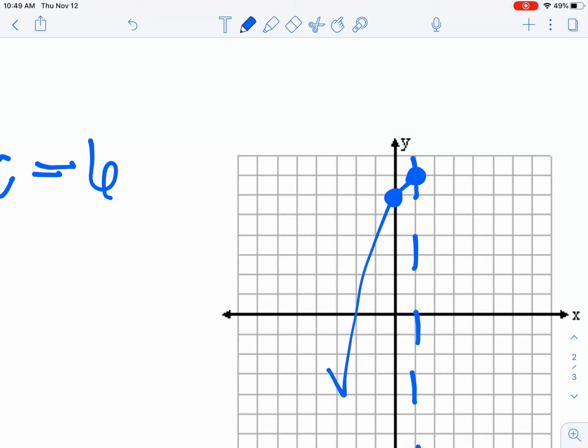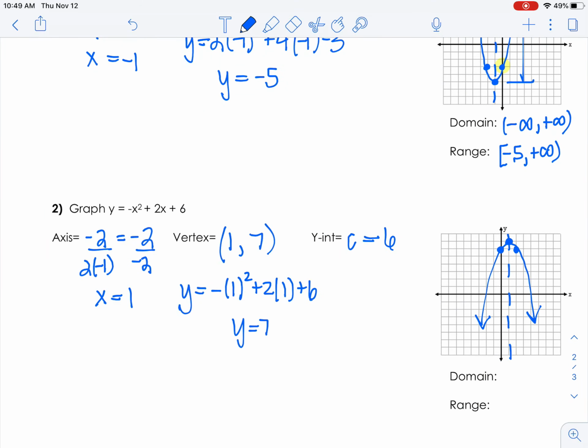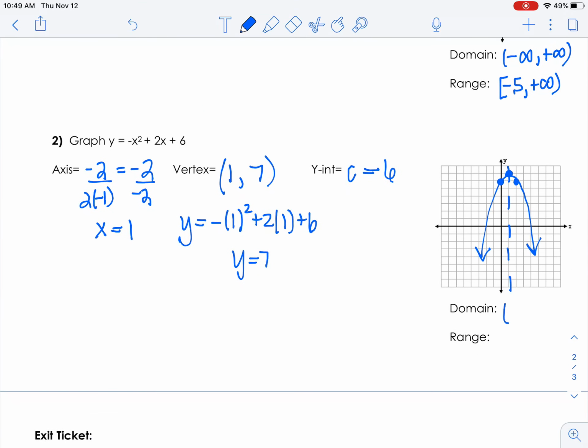Now remember, that's one branch. We have to hop over and reflect that point over the axis of symmetry to find our next branch. Okay, domain as always, -infinity to +infinity, but in this case our range starts up here at +7. Well, actually no, starts down at -infinity and ends at +7. That's our highest point. That's a maximum.